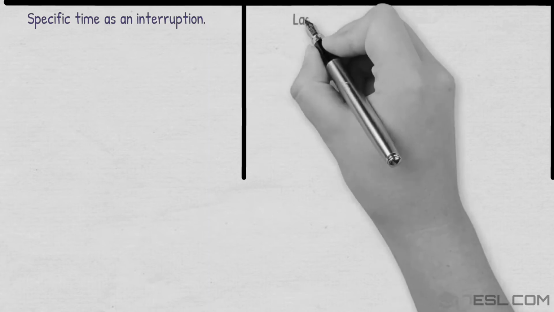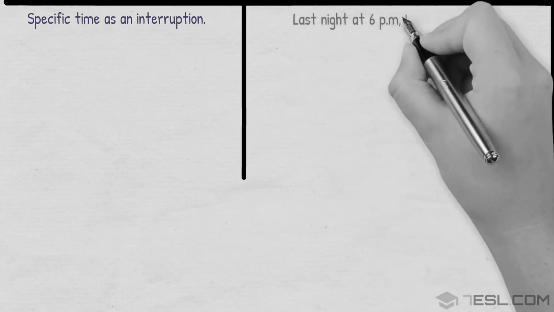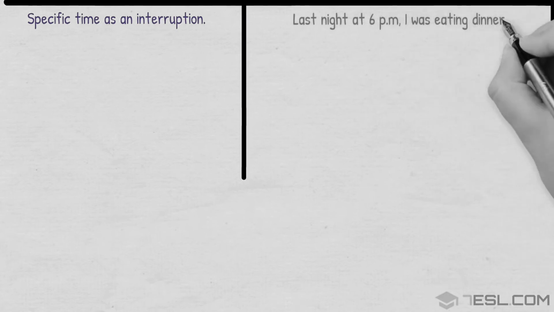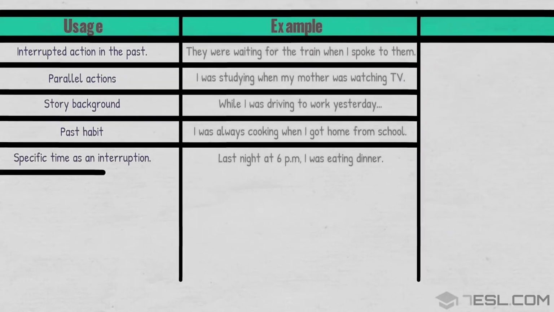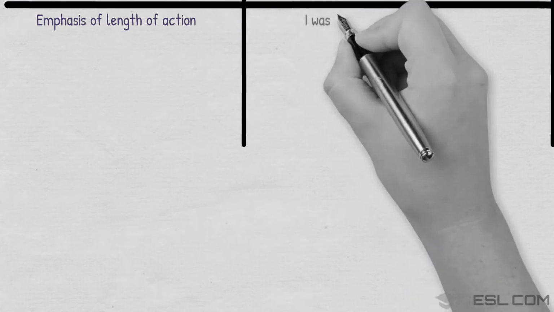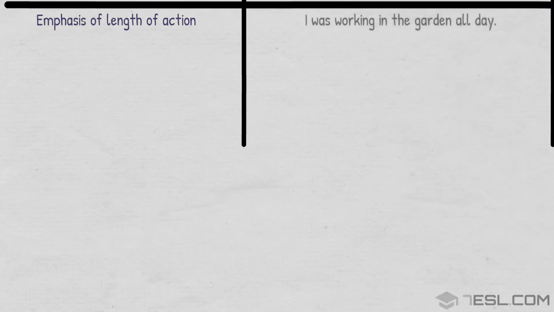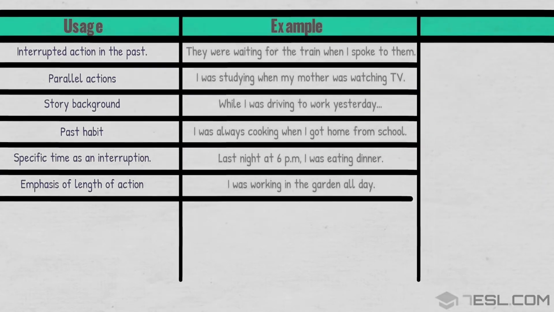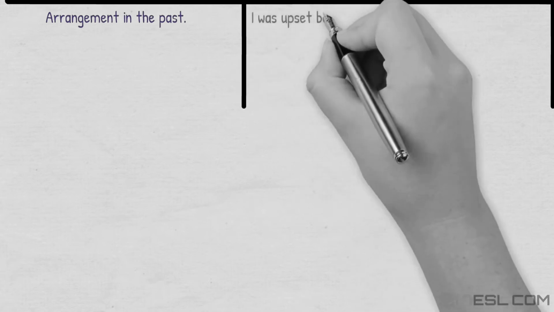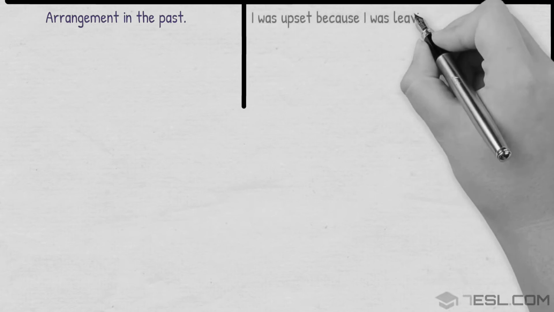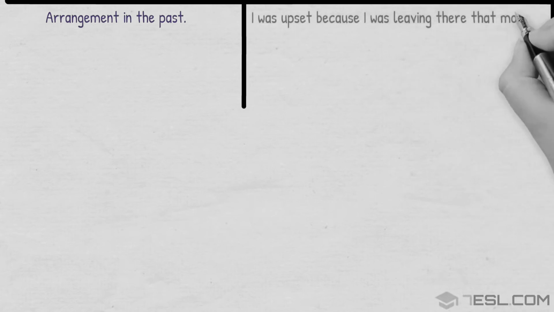Specific time as an interruption. Last night at 6 p.m., I was eating dinner. Emphasis of length of action. I was working in the garden all day. Arrangement in the past. I was upset because I was leaving there that morning.